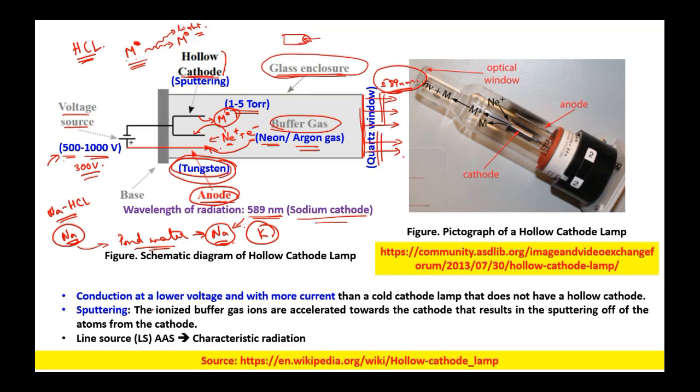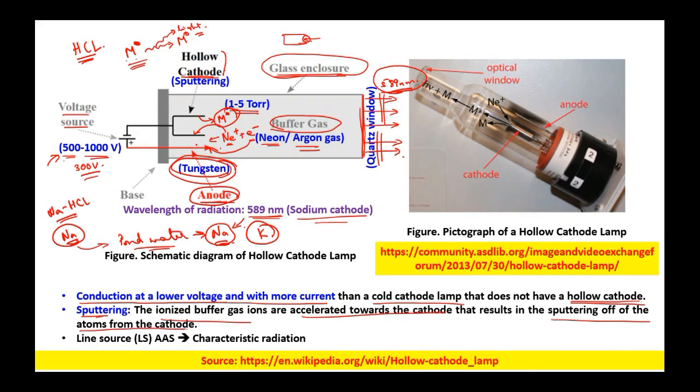Now, in hollow cathode lamps, we have a conduction which happens at a lower voltage and with more current. This is in contrast to the cold cathode lamp that does not have a hollow cathode. Then sputtering. What is sputtering? Sputtering is when the ionized buffer gas ions are accelerated towards the cathode, which results in the sputtering of atoms from the cathode.